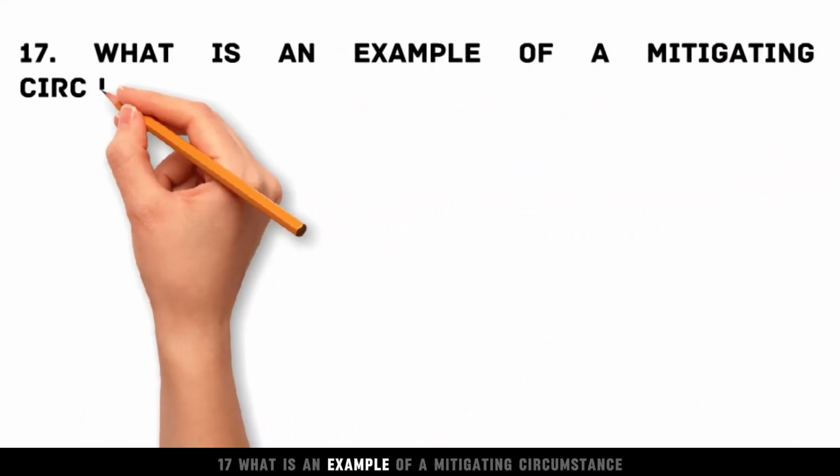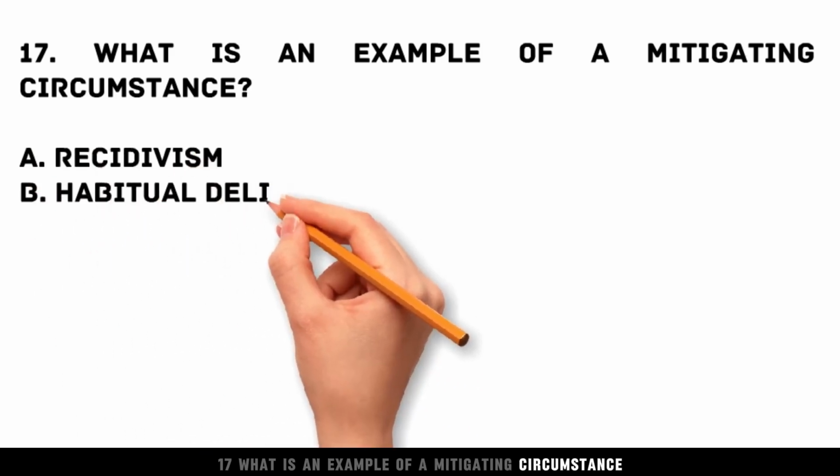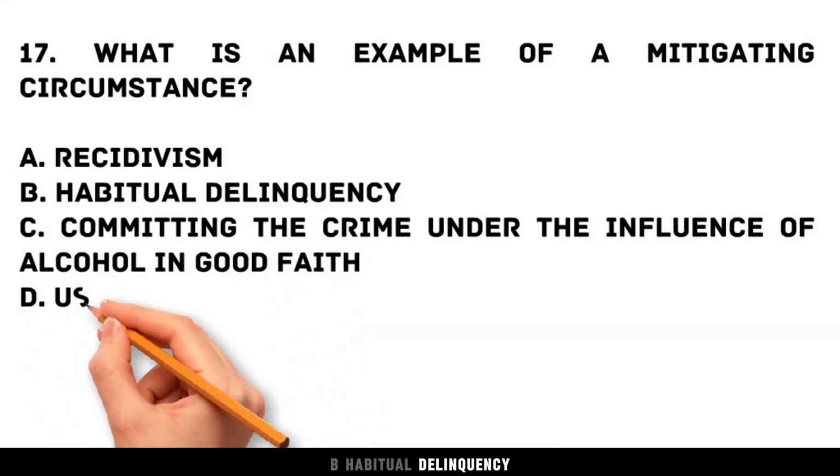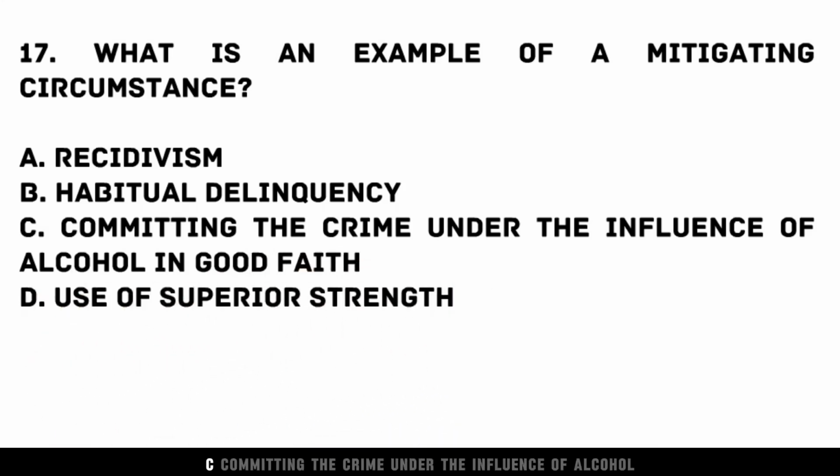17. What is an example of a mitigating circumstance? A. Recidivism. B. Habitual delinquency. C. Committing the crime under the influence of alcohol in good faith. D. Use of superior strength.